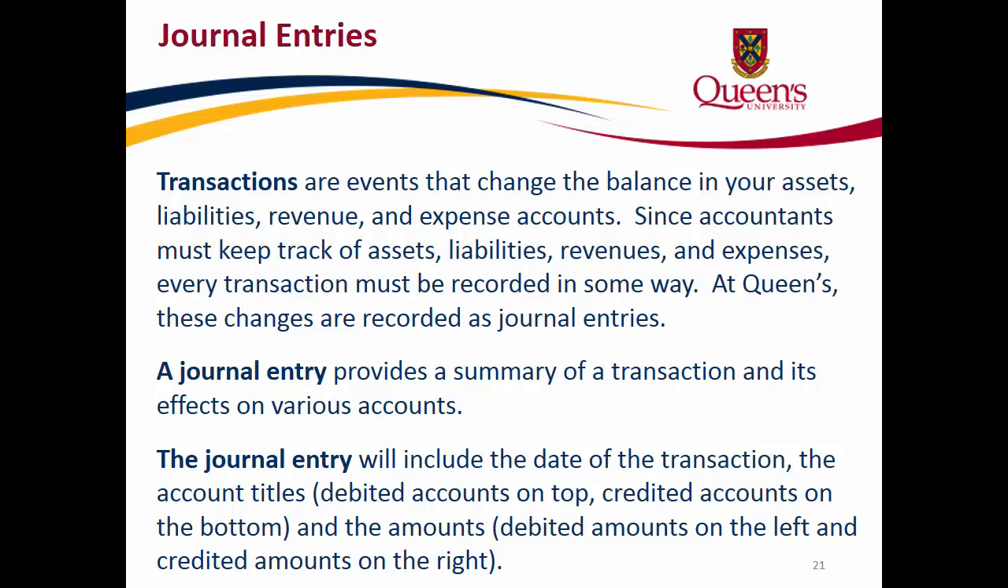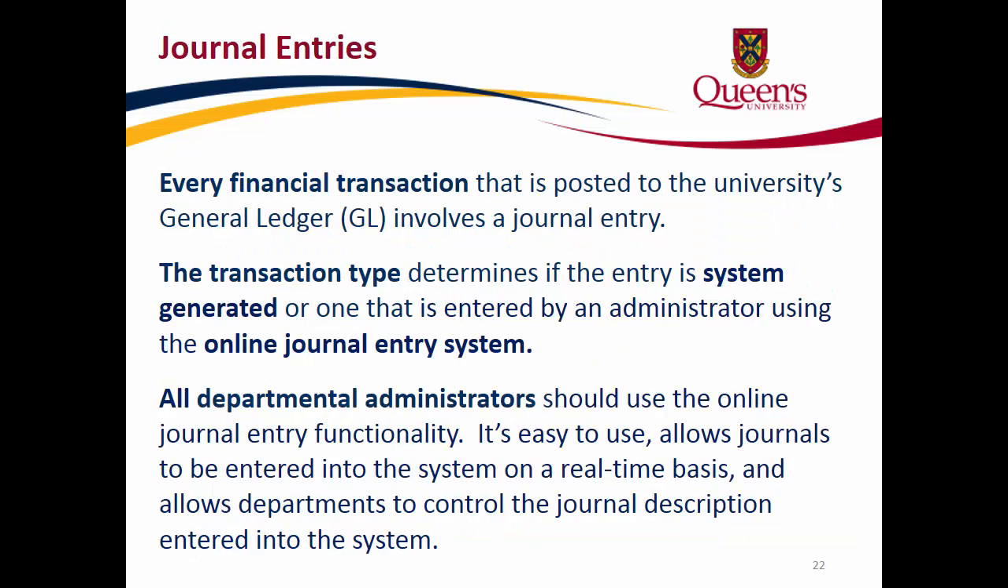The journal entry will include the date of the transaction, the account titles, debited accounts on top, credited accounts on the bottom, and the amounts, debited amounts on the left and credited amounts on the right. Every financial transaction that is posted to the university's general ledger involves a journal entry.